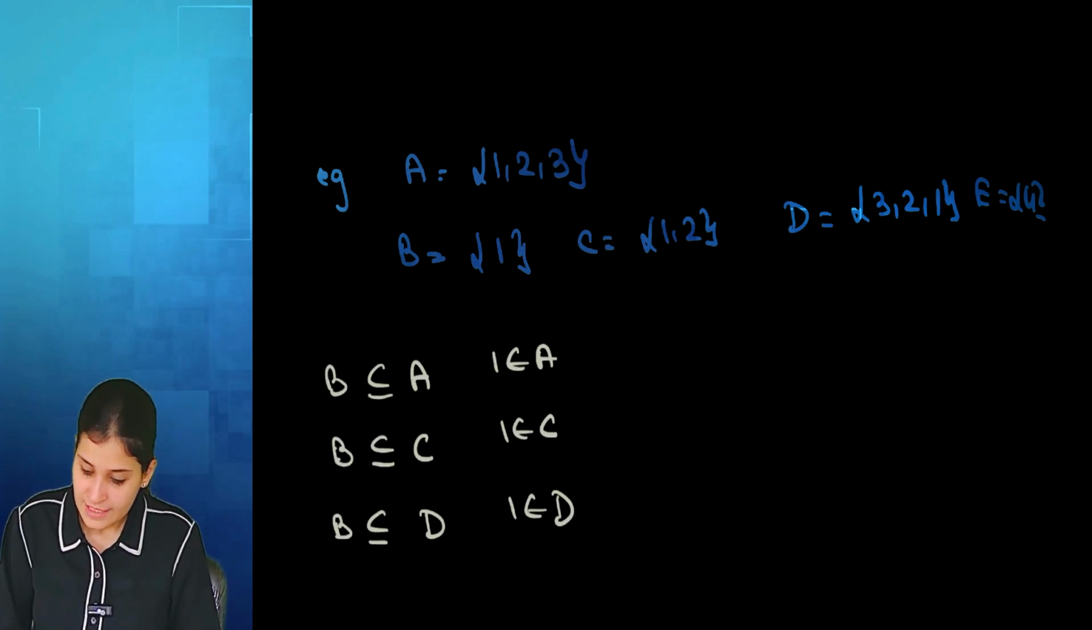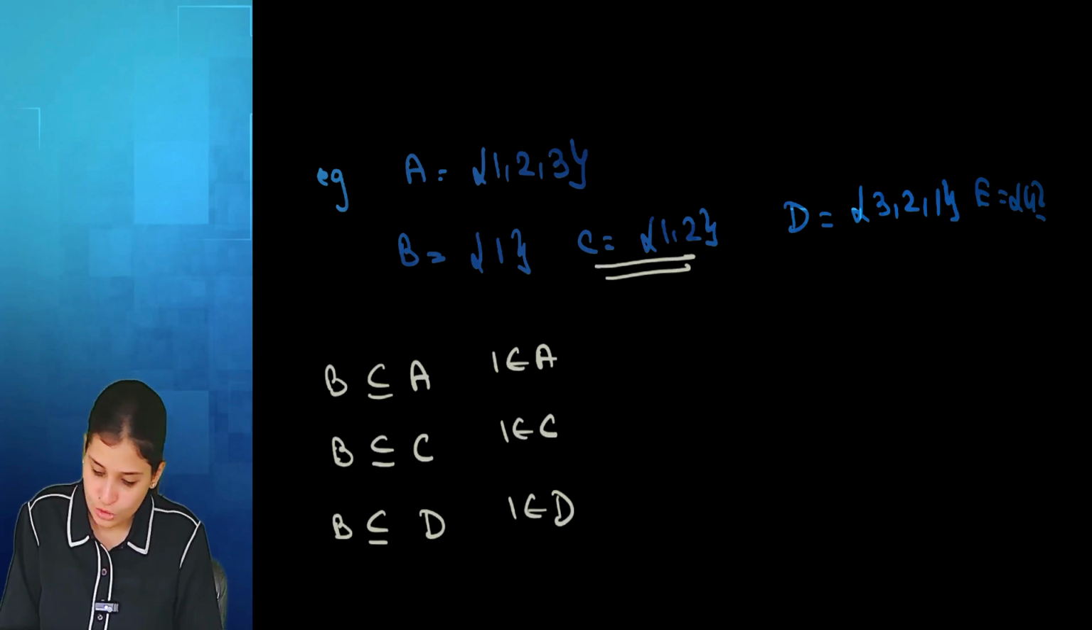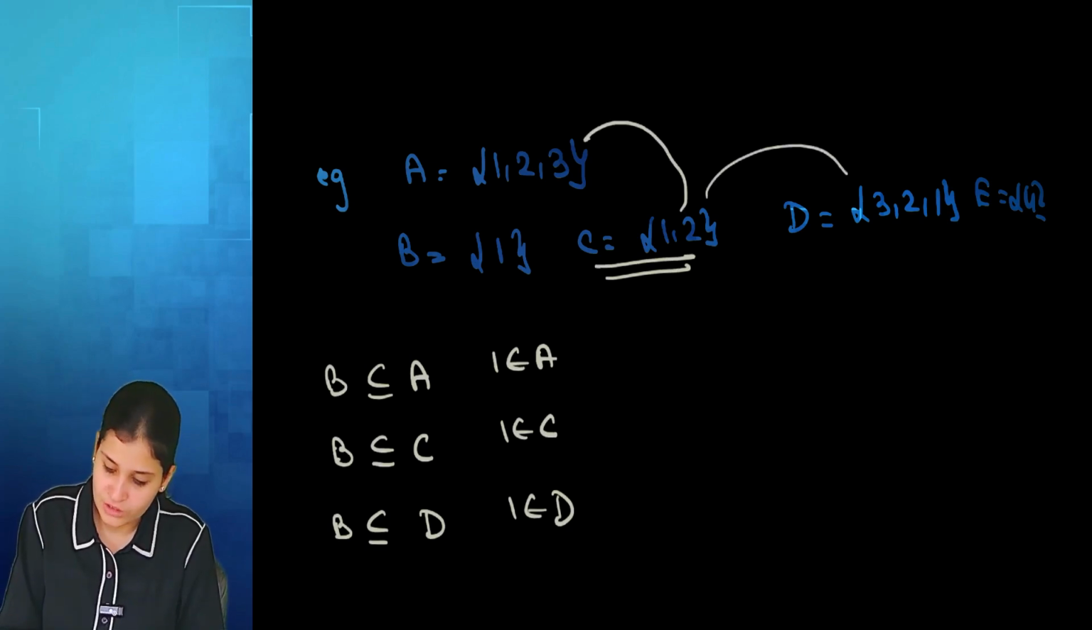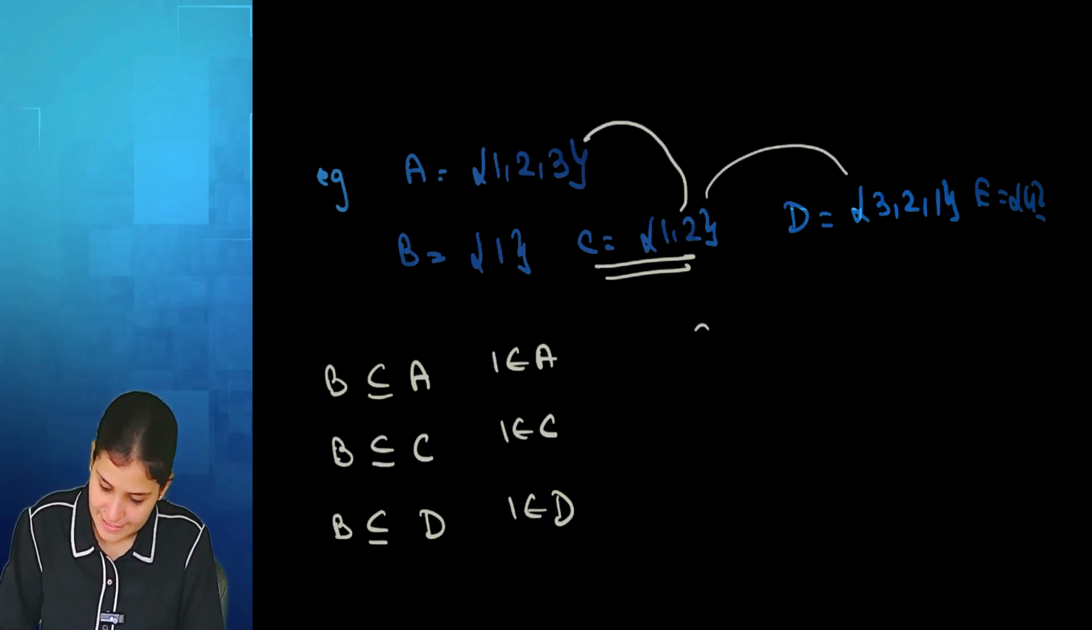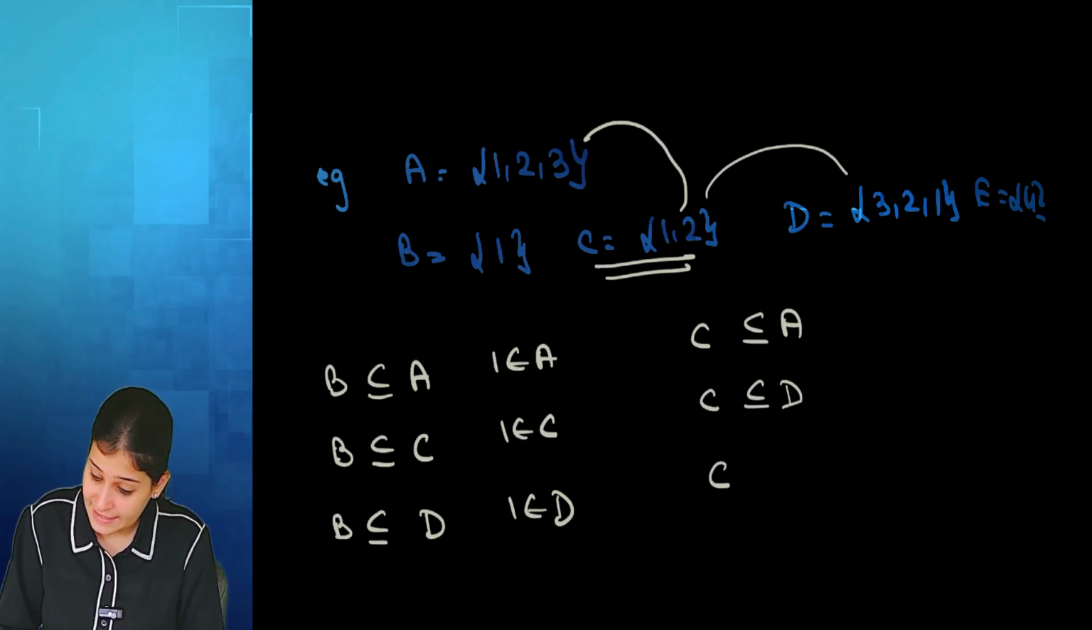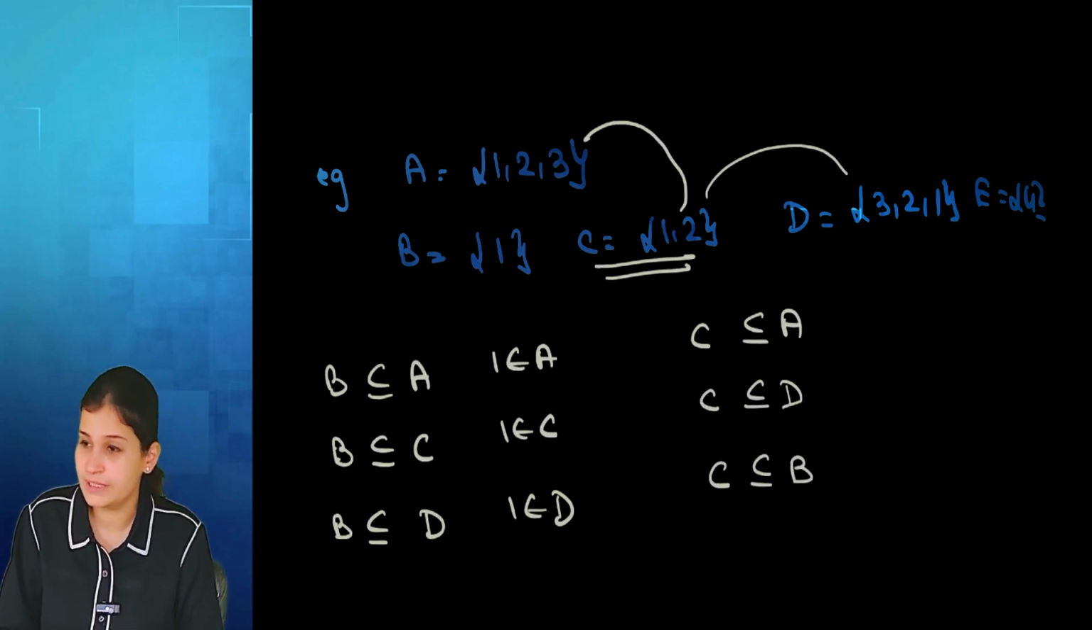Again, C has how many elements? 2, 1 and 2, and those two elements are present in both A and D. Agree? So, C is a subset of A, C is a subset of D. Can I say that C is a subset of D?